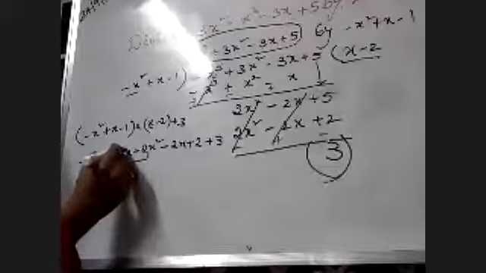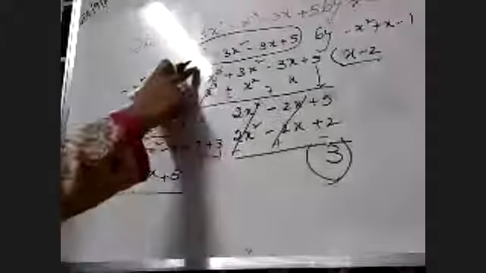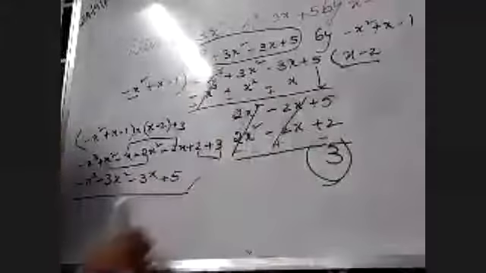Again here minus x is there, minus 2x is there. So minus 3x. Again plus 2 plus 3 means 5. So what is the dividend? Minus x cube plus 3x square minus 3x plus 5. So this problem is correct.